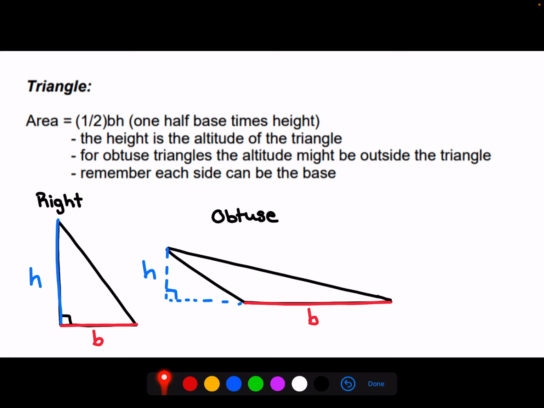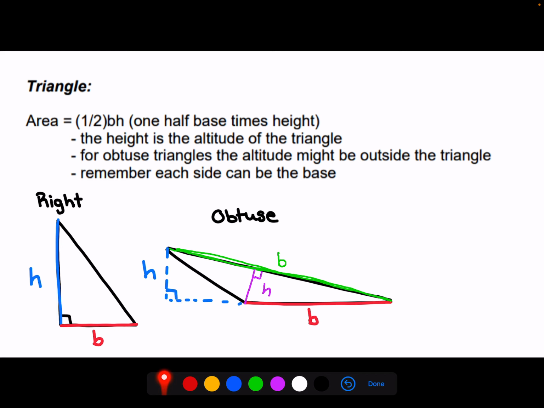Now, it doesn't necessarily mean that it'll always be outside the triangle. No. Let's say that this green side was my actual base. Let's say that I called this B instead. Well, then my height would still need to be perpendicular to that base. So in this case, this would be my height. So again, it depends on which side you choose as your base. And again, that leads us to remembering that each side of a triangle can be the base. Any side that you choose as the base, just make sure that your height intersects at 90 degrees.